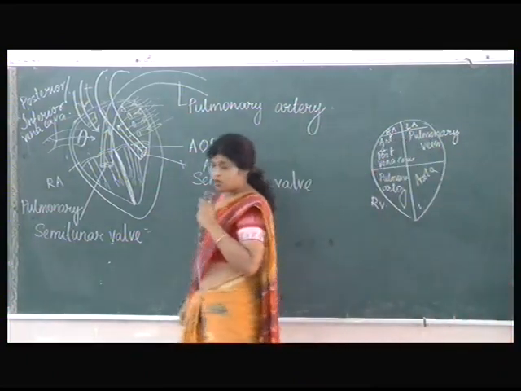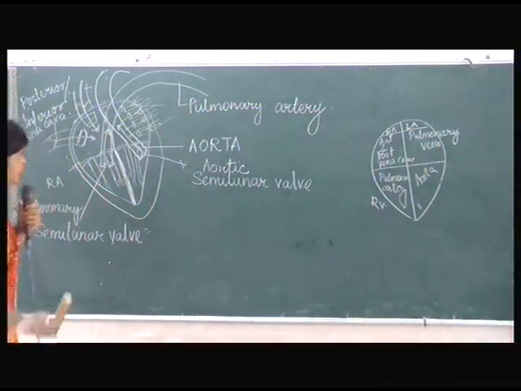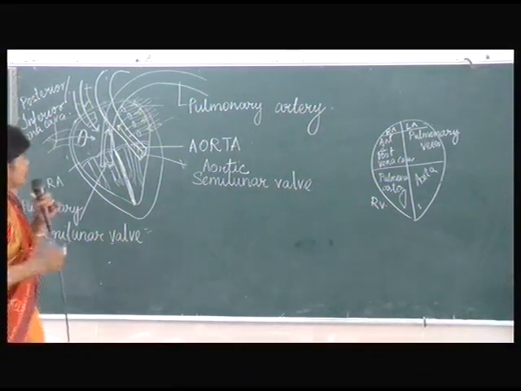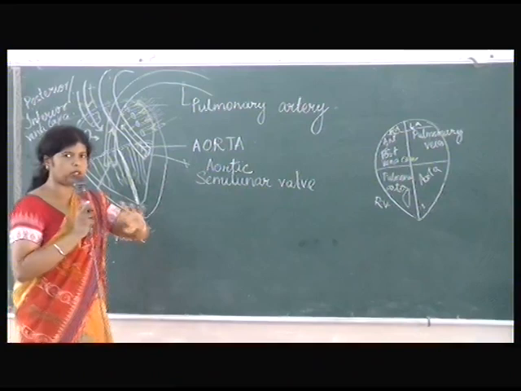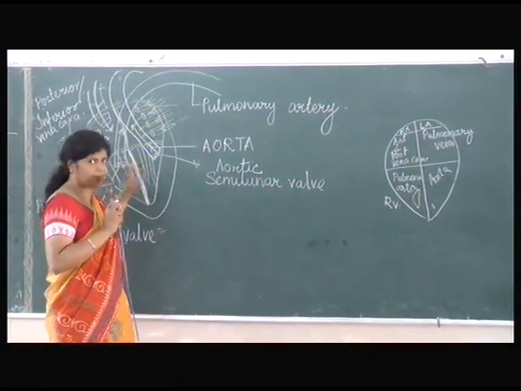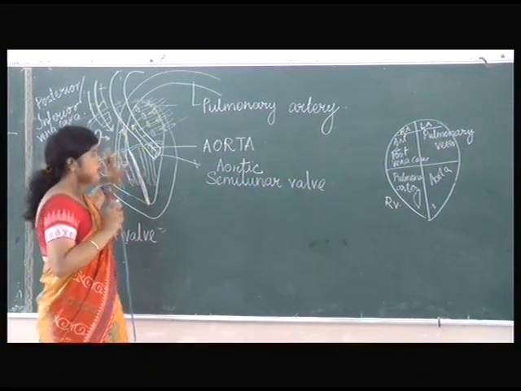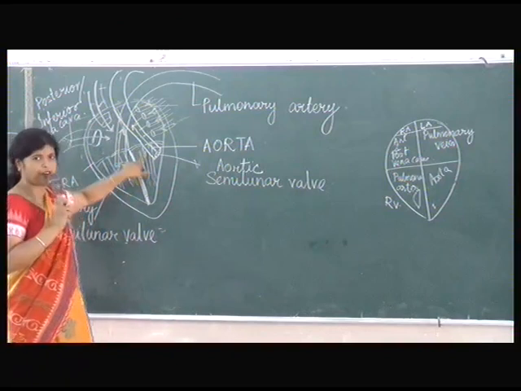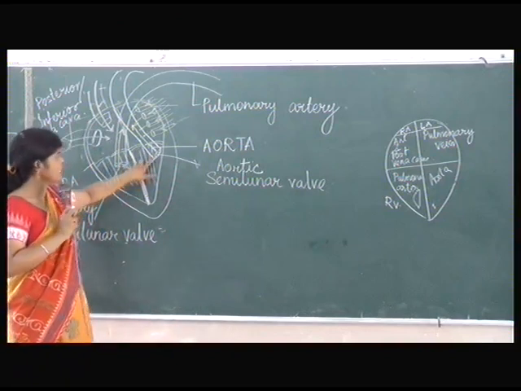Now let us do the circulation. We will remember the valves. Before we do the circulation, let me do a little bit with the valves. There are 4 valves I have shown, practically inside the heart. What are the 4 valves? There are 2 cuspid valves, the tricuspid valve and bicuspid valve, and there are 2 semilunar valves.